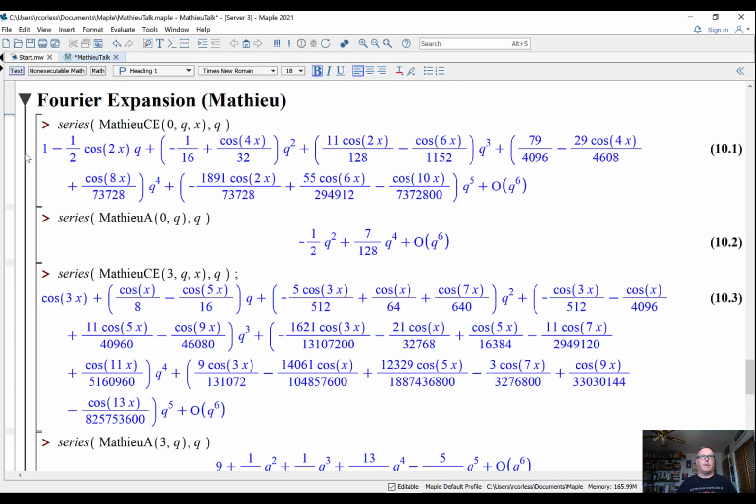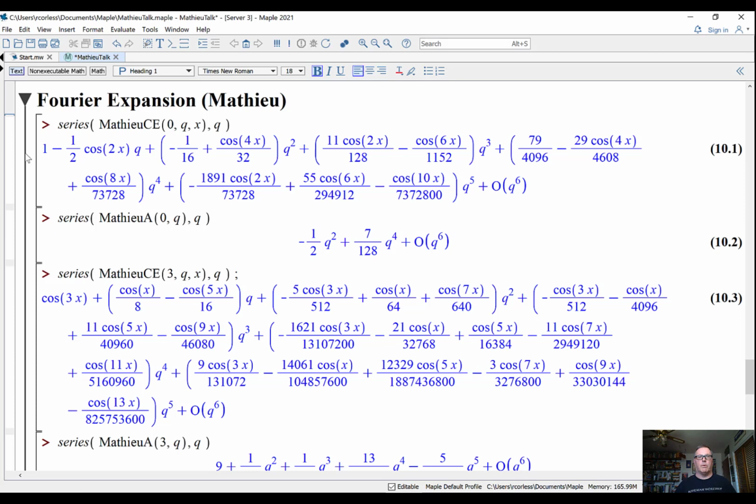But then you realize that those somethings that depend on x are actually even cosines. Only cos 0x, 2x, 4x, 6x, etc. terms show up in there. And that's part of the definition of CE 0. It's an even function of period pi. And its eigenvalue is close to the 0 eigenvalue, which corresponds to 1. Its series for that eigenvalue is minus 1/2 q squared plus order q to the 4th, etc. As you can see, Maple knows these series built in.